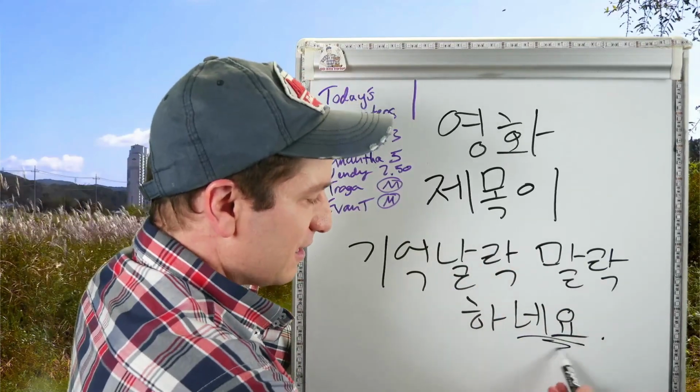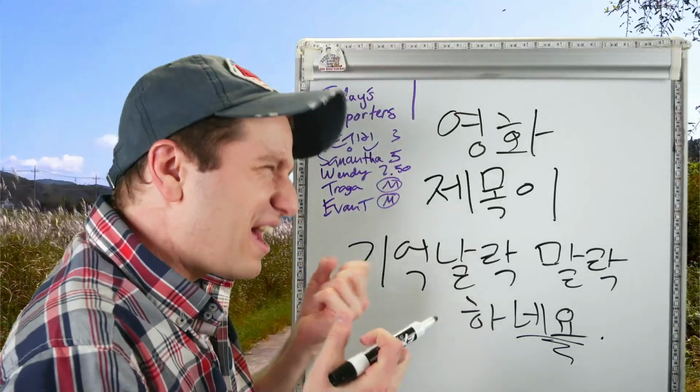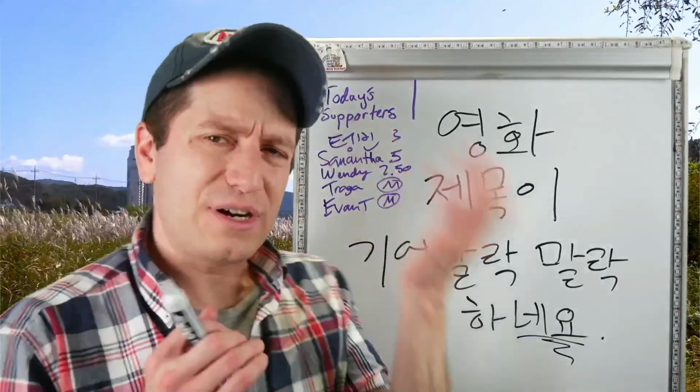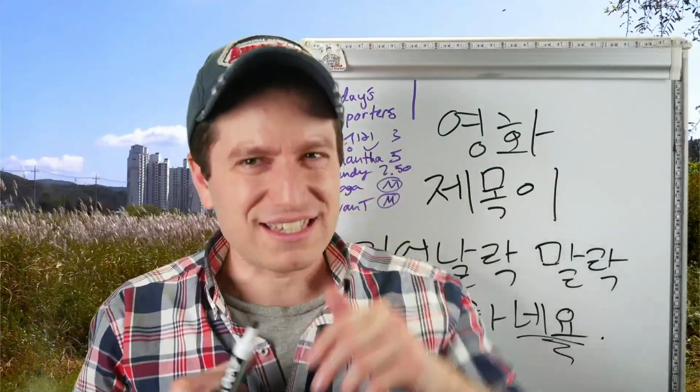영화 제목이 기억날락말락하네요. So hey, the movie title is just on the tip of my tongue. Like I can barely almost remember. So the movie title is, I can remember it, but I can't remember it. Like it's just on the tip of my tongue. Like it's balancing on the tip of my tongue.